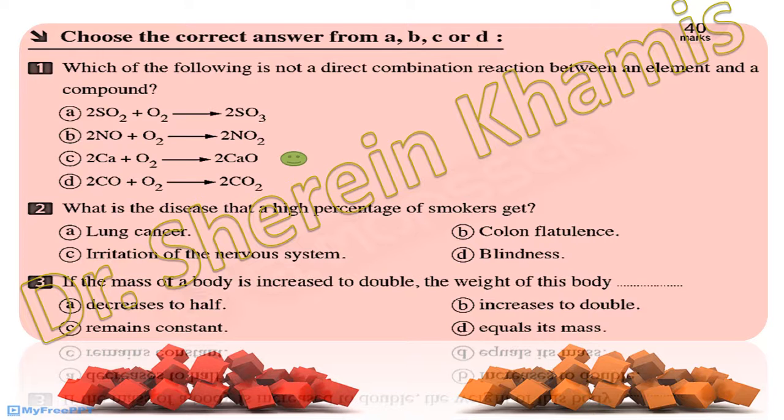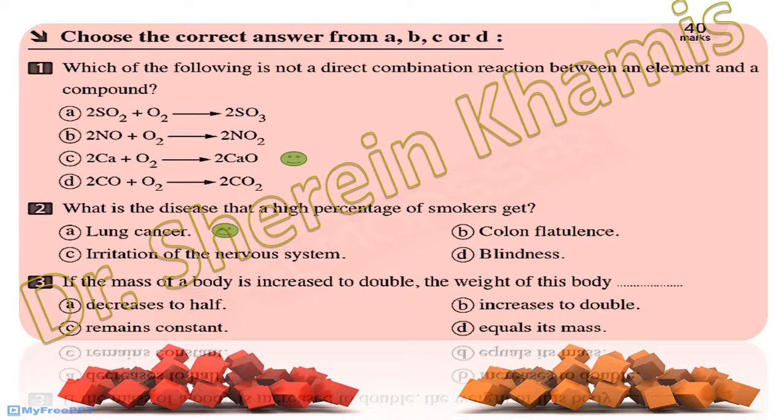What is the disease that a high percentage of smokers get? Okay, what is the disease that we obtain from smoking, or that smokers get? We have lung cancer, colon flatulence, irritation of the nervous system, and blindness. Okay, we have different kinds of diseases here, but the only one caused by smoking is lung cancer. We get lung cancer from smoking or any kind of air pollution.